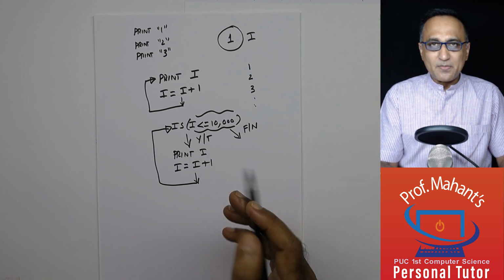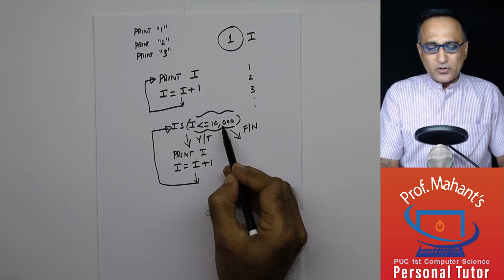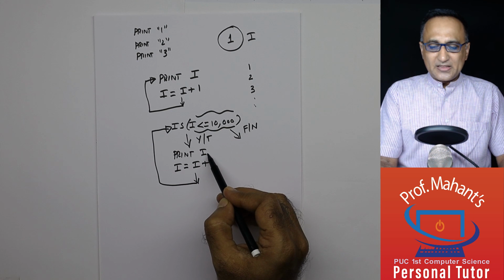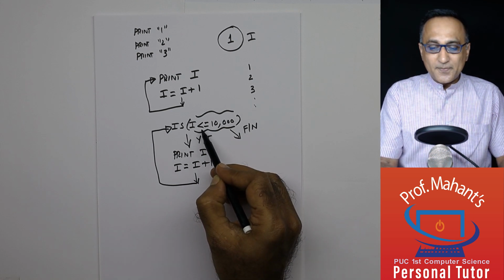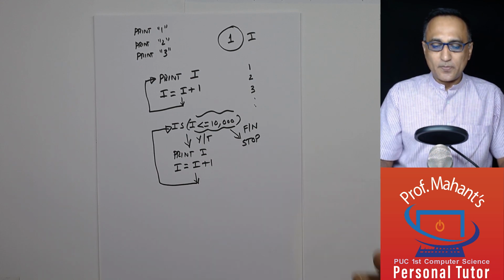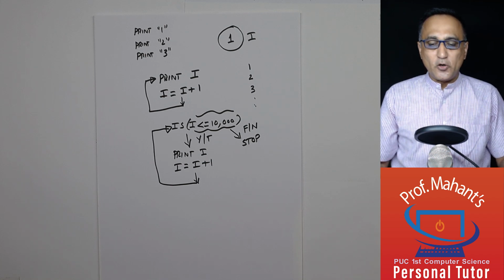This way the value of I keeps going on. At some point of time I will become 10,000. 10,000 is still equal to 10,000. So this condition is true or yes. Then I print 10,000. I becomes 10,001. When I becomes 10,001, this condition is false and I will be required to stop. So I hope you understood what is the concept of iteration or loop.